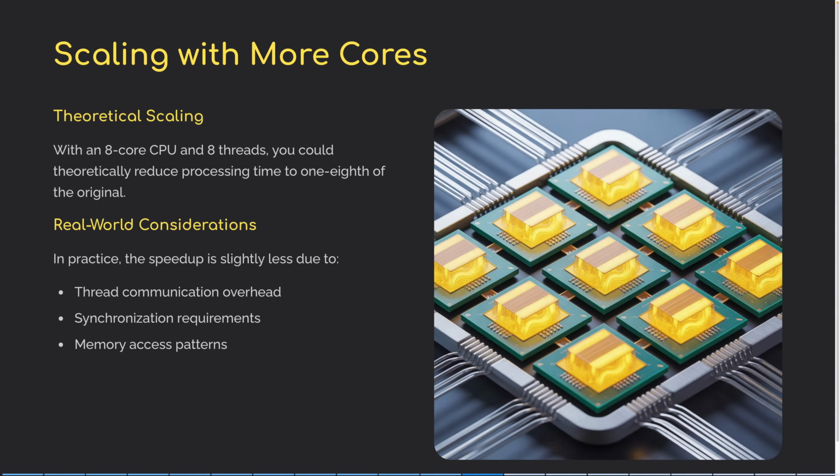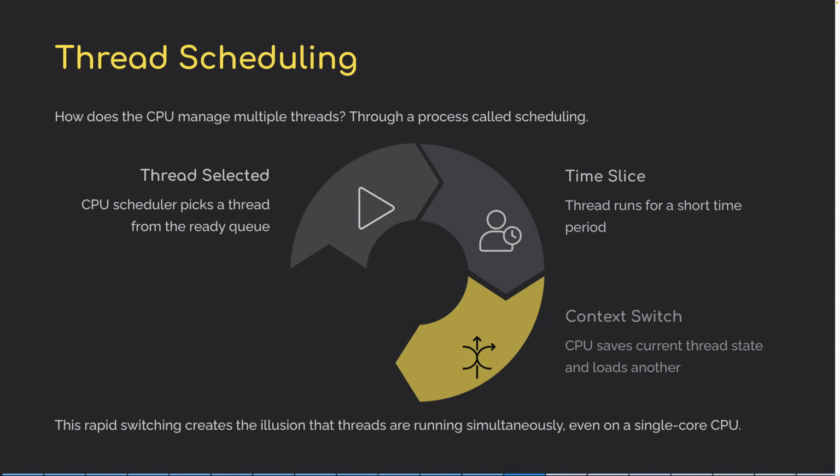Scaling with more cores. With an 8-core CPU and 8 threads, you could theoretically reduce processing time to 1/8 of the original. In the real world, in practice, the speedup is slightly less due to thread communication overhead, synchronization requirements, and memory access patterns.